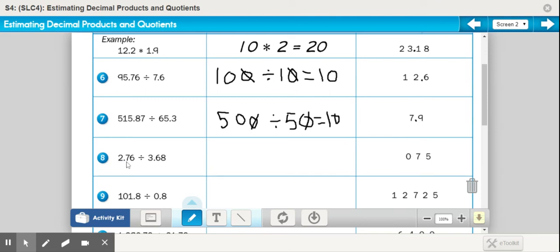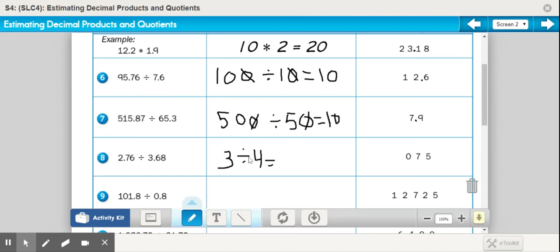2 and 76 hundredths divided by 3 and 68 hundredths. Well, let's take a look here. 2 and 76 hundredths, that's pretty close to 3. And 3 and 68 hundredths is pretty close to 4. Uh-oh. How is this number sentence different than our others? Right, our dividend is smaller than our divisor.